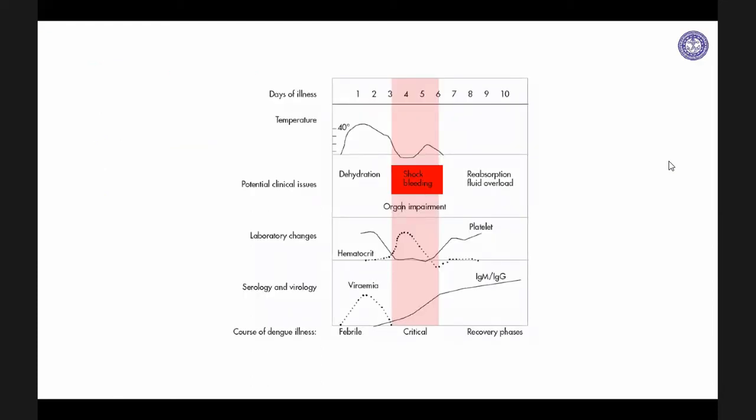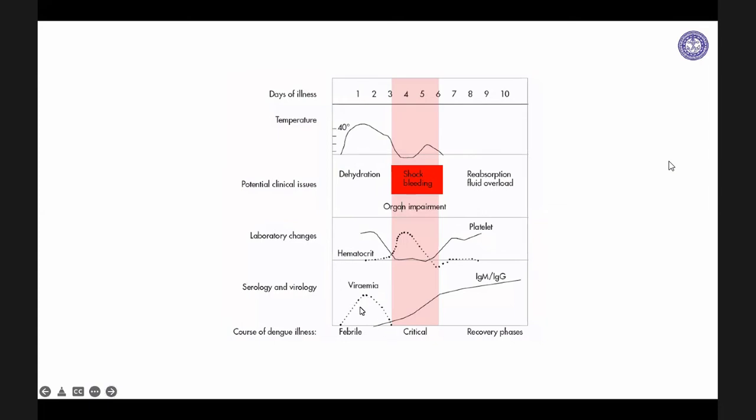So this is a graph that shows what happens during the febrile phase, critical phase and recovery phase. You can see there are 3 columns. The first column, the white part, is the febrile phase. The second column, the pink one, is the critical phase. The third column is the recovery phase. So in the febrile phase, as they first come, they have high fever. They have the normal hematocrit, and the platelet count, which is originally normal but starts to fall. And they have a viremia also.